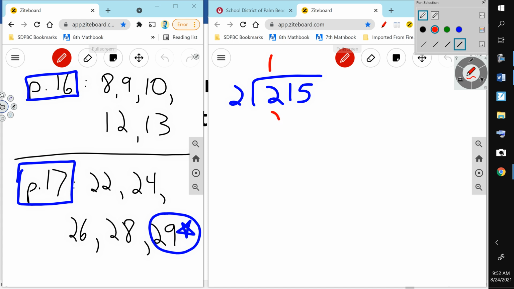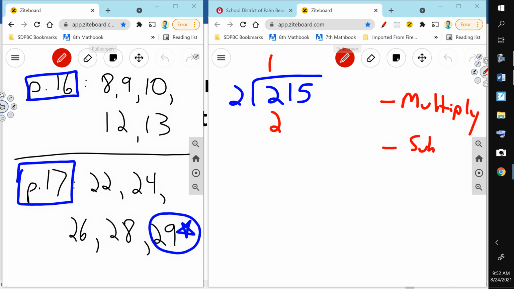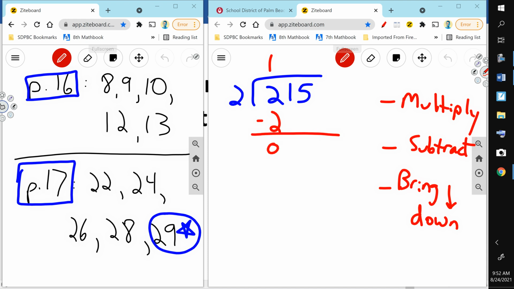Now we're going to multiply. Remember, this is a pattern. Multiply, and then subtract, and then bring down. That's what we've been doing. That's what you learned. Bring down. Okay? So now we multiply, we're going to subtract. That gives us 0. We're going to bring down the 1. Will 2 go into 1? No, 2 is too small. So we're going to multiply 2 times 0.